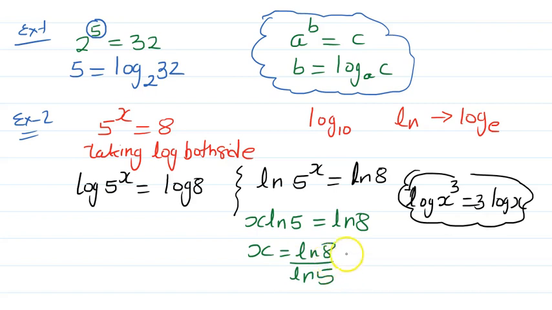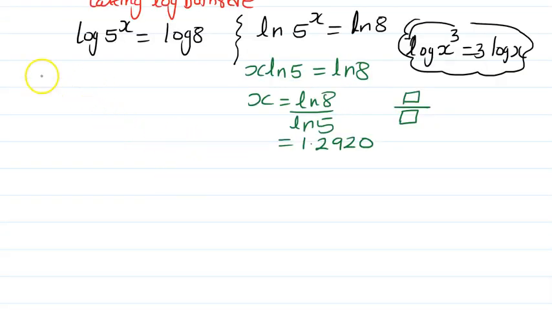If we take the calculator and choose this option, this icon, and put here ln 8 and ln 5, then our answer comes, it is 1.2920. Okay, right? So this was our first method to solve. We can solve this question in this way as well.